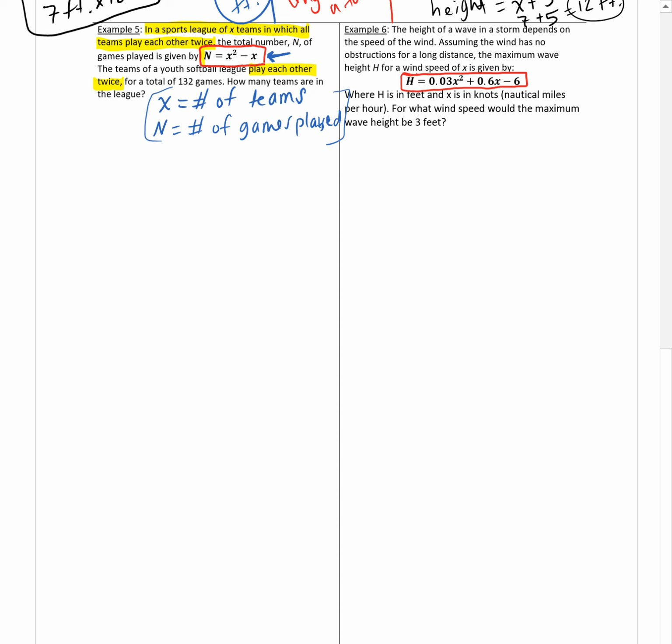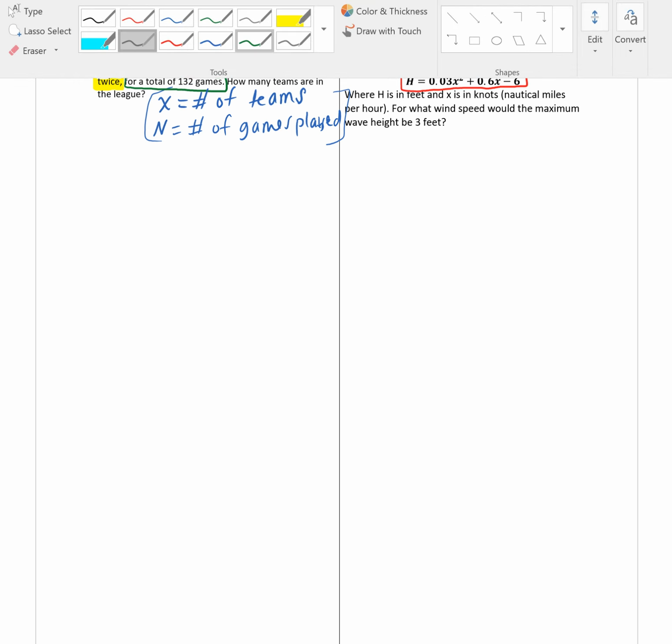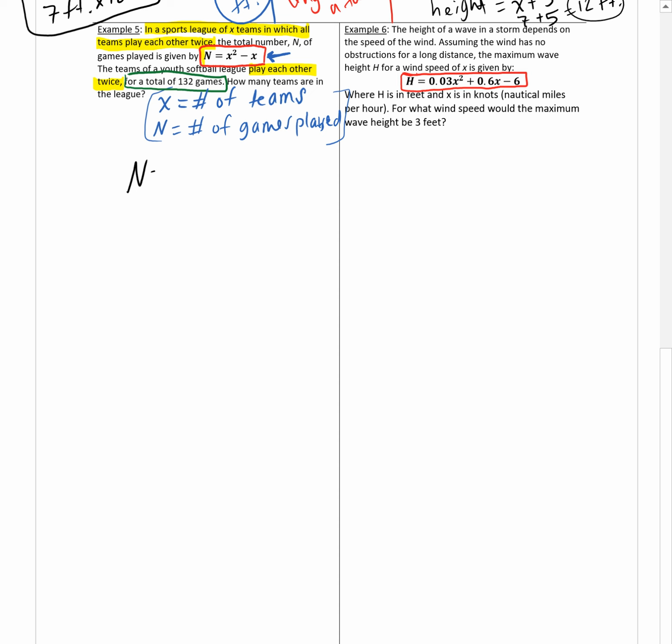I think the key here will be a total of 132 games. So I just have to think about using the equation they gave me. They gave me n equals x squared minus x. What am I going to do with this number they gave me, 132, to figure this out? Well, I'd imagine I'm either replacing n with 132 or x with 132. And to tell which variable I replace, I'm going to remind myself, okay, 132, what did they say that was? It's the total number of games.